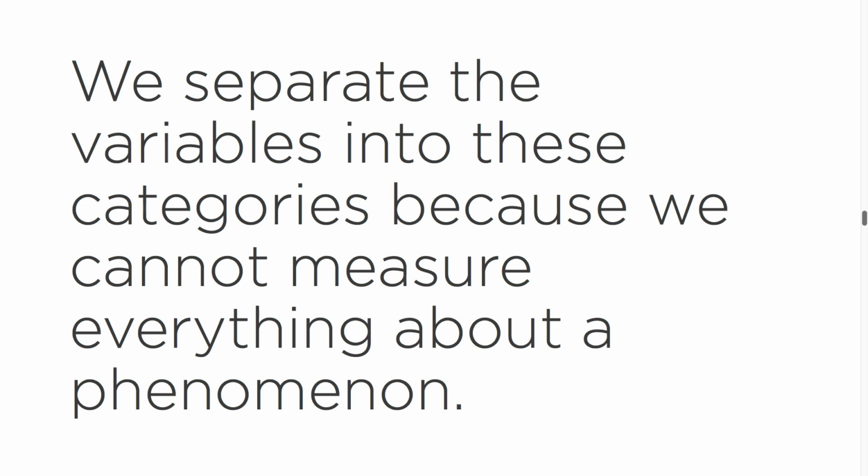So we separate variables into these categories because we cannot measure everything about a phenomenon. We can carry out 3 or 4 or 5 different experiments in which we are changing the variables that we're measuring. We're swapping the independent, dependent and control variables around, just to be able to come up with a consistent result.